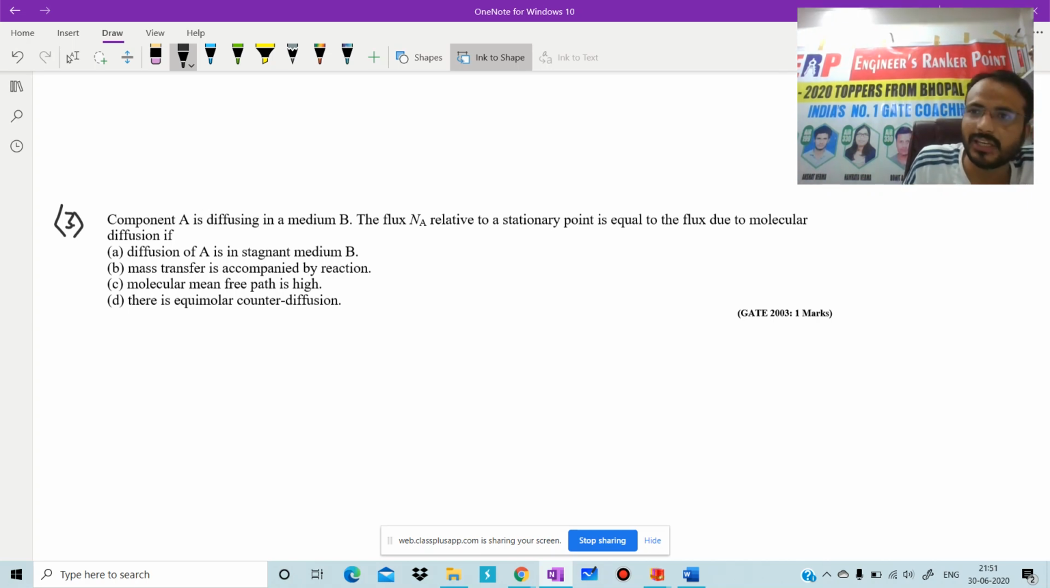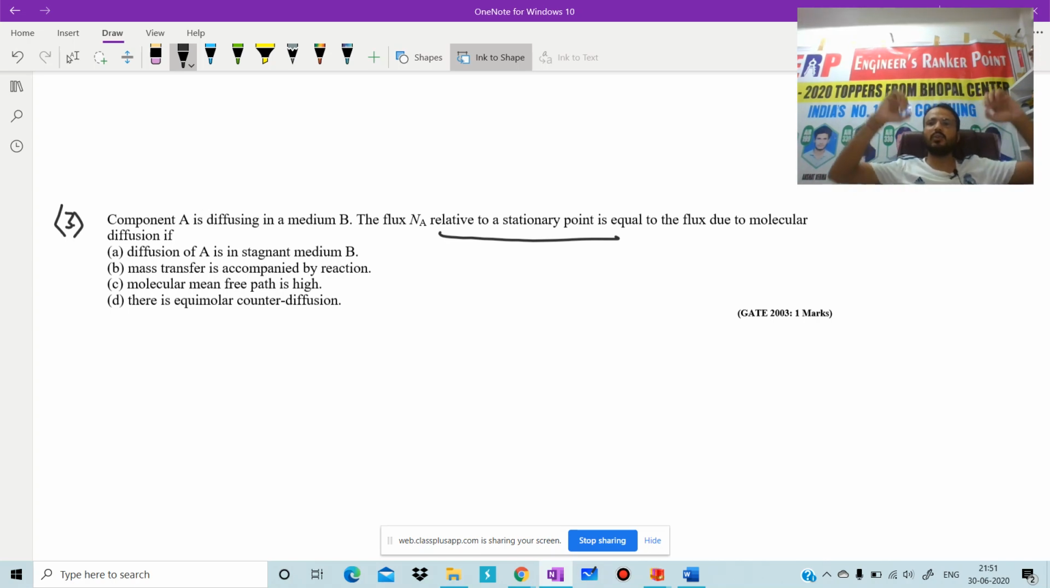Component A is diffusing in a medium B. It means we have a binary mixture. The flux NA relative to a stationary point, we already know that NA is relative to a stationary point, is equal to the flux due to molecular diffusion. It means from this line, what can you say? First, you have 1 minute. Write your right answer in the comment box. Then I will solve. First, at least try to think what should be the right answer for this.